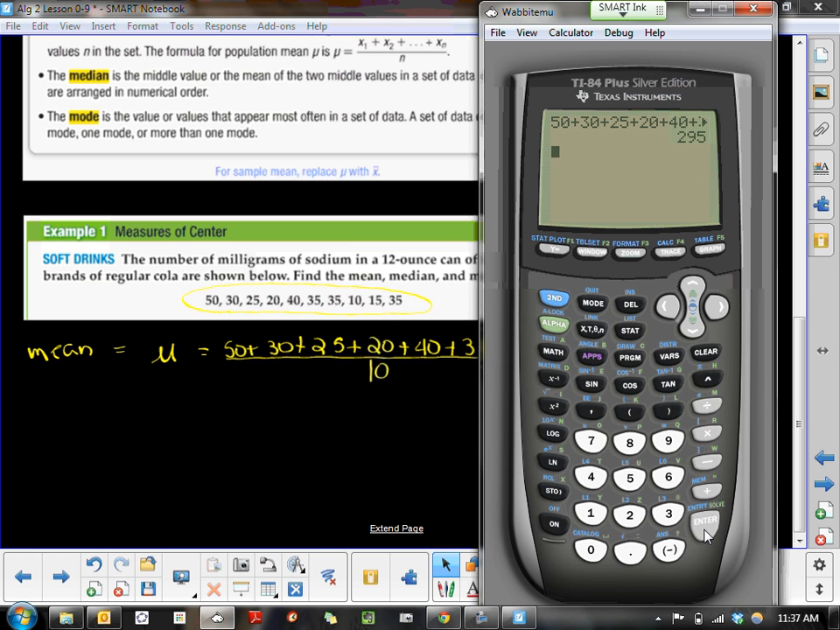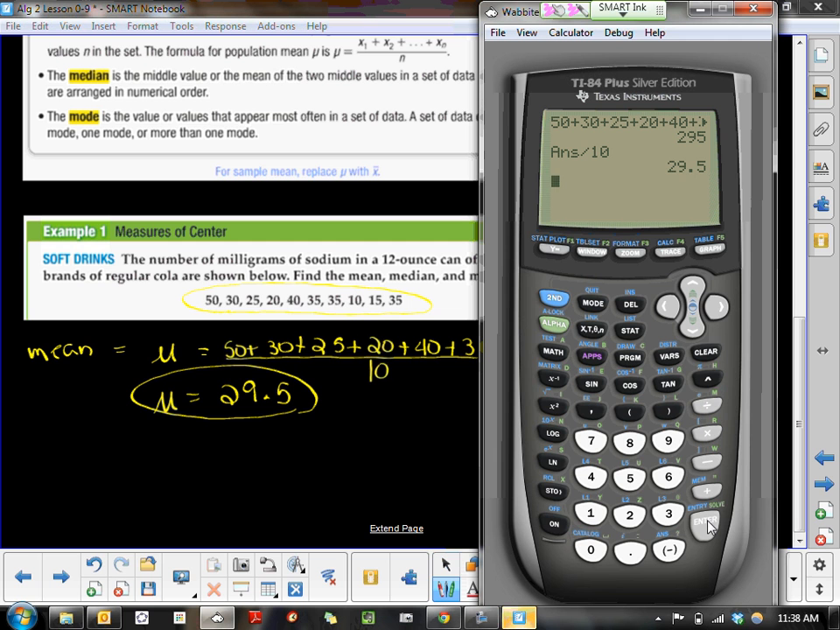295. We're going to divide it by 10, and we have our average. On average, we will find 29.5 milligrams of sodium in a can of cola. Now that's one way of representing the center of that data. Another way of representing the center of the data is by using the median.